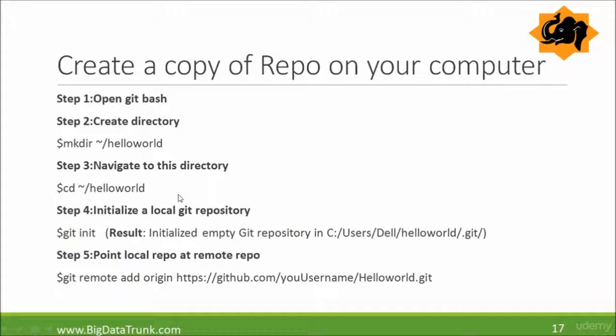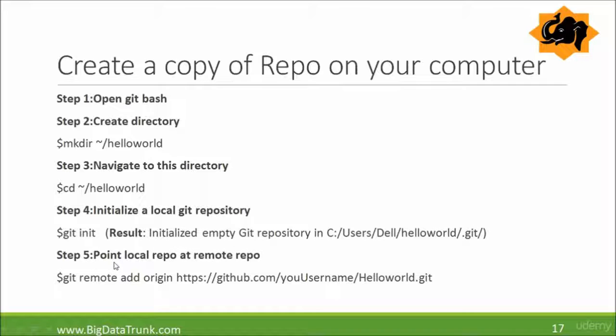After navigating to this directory, we want to initialize a local Git repository. So what does git init do? Git init will create a .git subdirectory and create a Git repository on your local machine. When you type this and press enter, it will say initialized empty Git repository in your folder. It will create a subfolder here, .git.